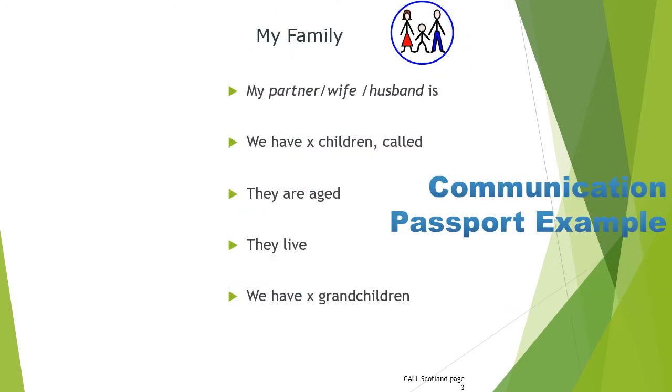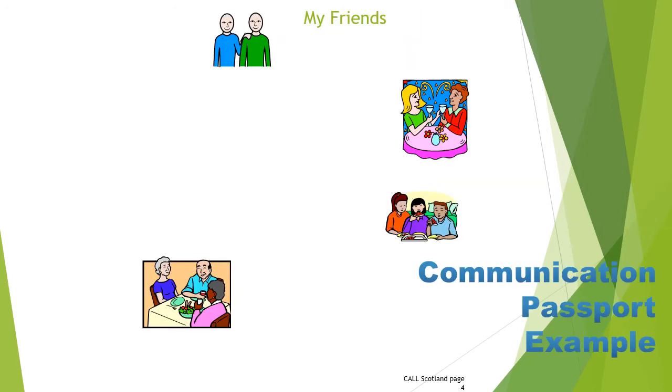This talks about their family. So, like the examples, my partner, my wife, my husband, what their name is. We have so many children, their names, their ages, where they live, and if you've got grandchildren, how many grandchildren, what the names are, the ages. This page is for friends, so write down who their friends are, what their friends are called. Again, all this information is for you to communicate, so you can talk about the friends, the friends' names, and you can share that with them.